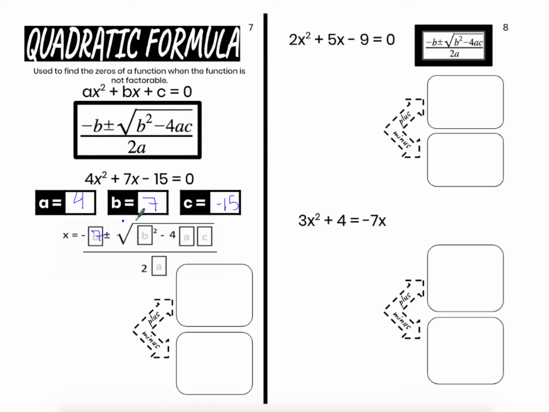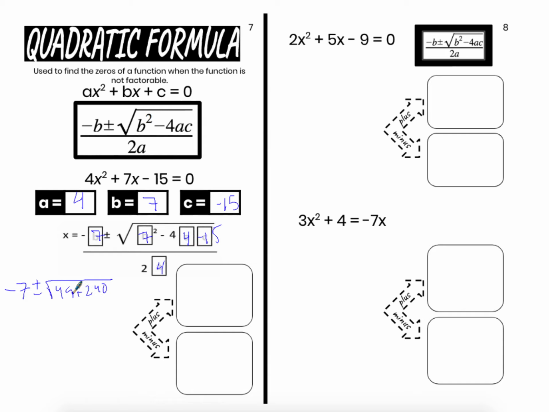Okay, so negative 7 plus or minus the square root of 7 squared minus 4 times negative 15 all over 2 times 4. That gives me negative 7 plus or minus the square root of 49 minus 4 times negative 15. Let's see what that is. 4 times negative 15 is negative 60. Negative 60 times negative 4 is 240.